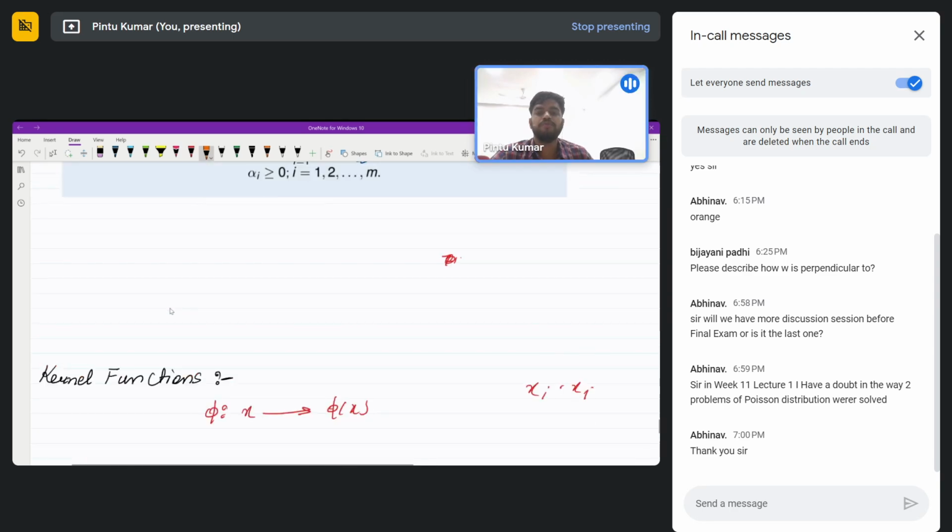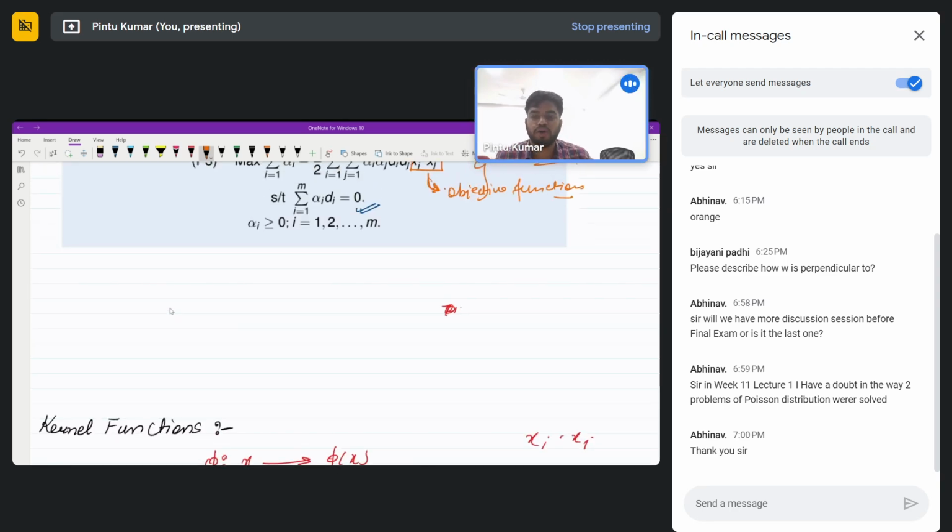Okay. Now, we just talked about linear classifiers till now. Whenever I said something about SVM, what I said is we will try to find some line that will separate.